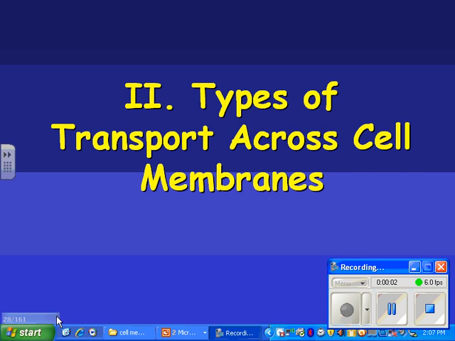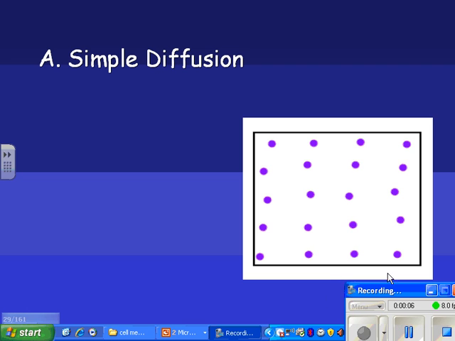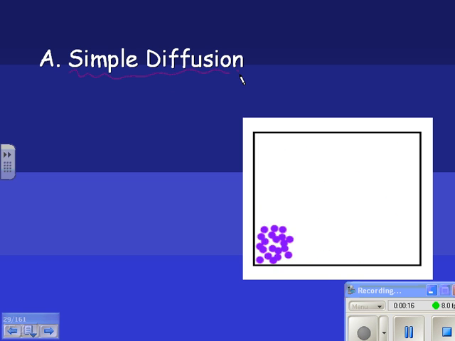Types of transport across cell membranes. So the first one is simple diffusion. So we're talking today about how materials, oxygen, glucose, stuff like that, can get through a cell, either into the cell or out of the cell. So the first type is probably the easiest. It's called simple diffusion, as opposed to some more complex types of diffusion or some diffusion that needs help.